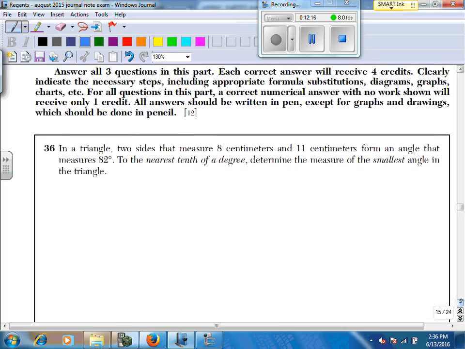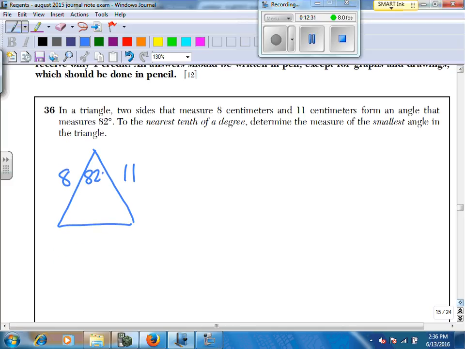First 4-point question. Okay, we're finally into the 4-pointers. In a triangle, 2 sides measure 8 and 11, and they form an angle that measures 82 degrees. To the nearest tenth of a degree, determine the measure of the smallest angle in the triangle. Well, I don't really know which angle is the smallest until I know which side is the smallest. And because we don't have any pairs here, we can't do law of sines. We can, though, do law of cosines to find this side.